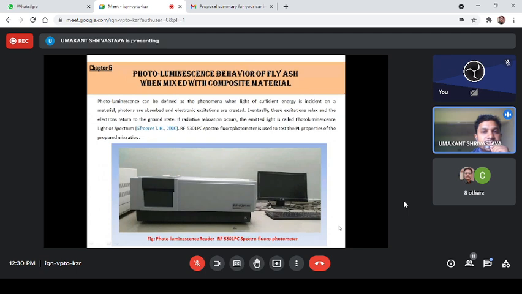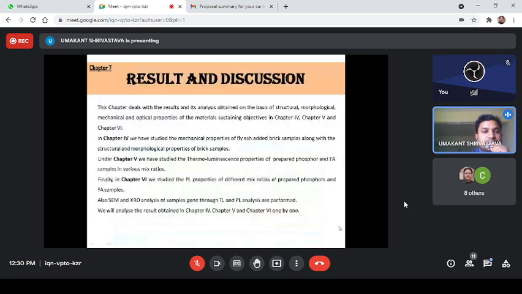Finally, the results and discussion chapter deals with the results and the analysis obtained on the basis of structural, morphological, mechanical, and optical properties of the materials, sustaining the objectives in chapters 4, 5, and 6.